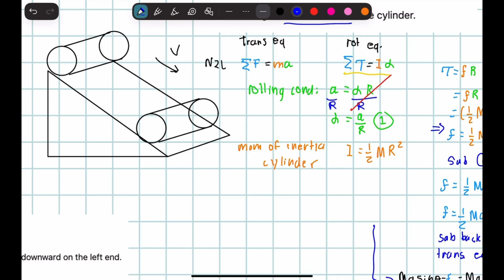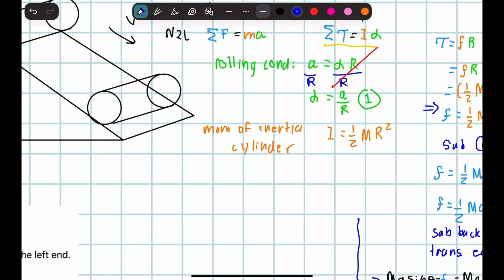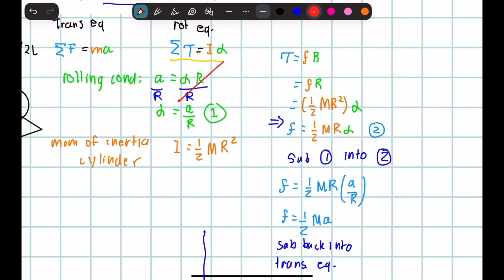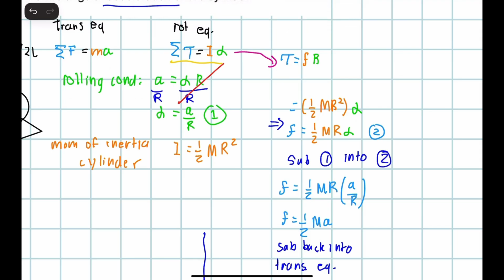Now we just want to isolate for alpha. We divide both sides by the radius, and alpha is equal to the acceleration divided by r. We also know that the moment of inertia of a cylinder, which you kind of have to just memorize, is I equals 1/2 mr squared. Now we can take this equation, write it to the side. We have tau is equal to the force times the radius.